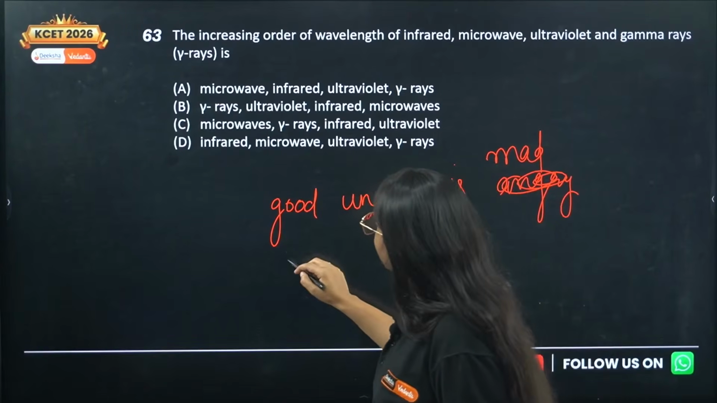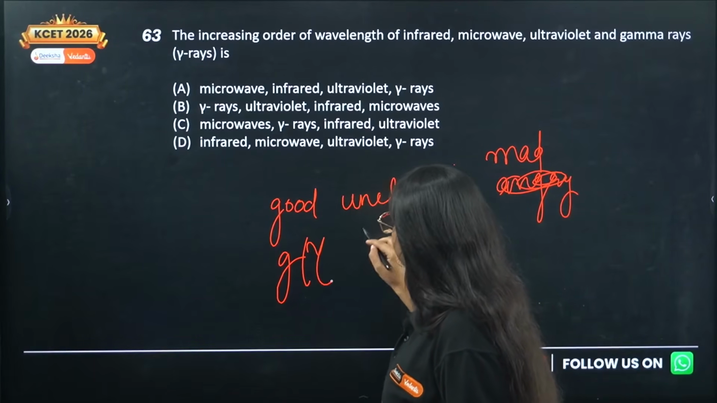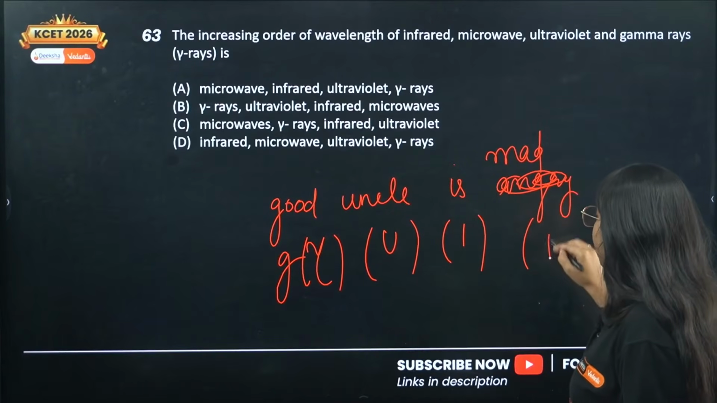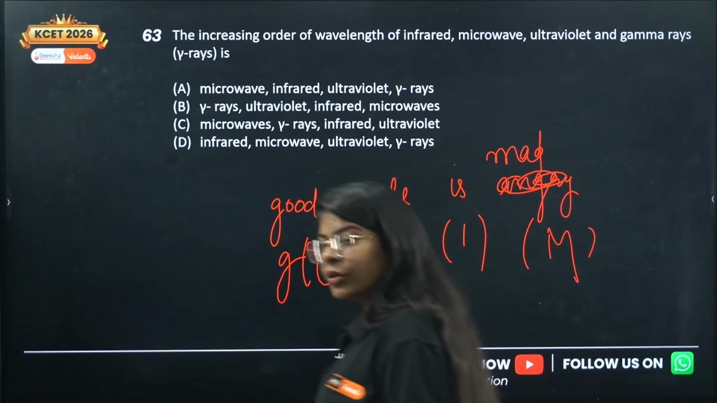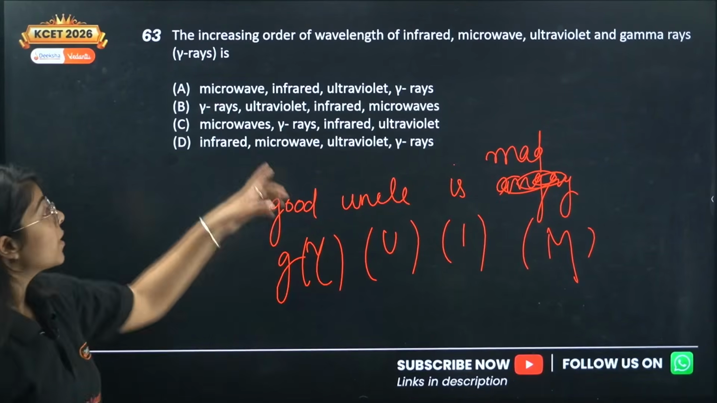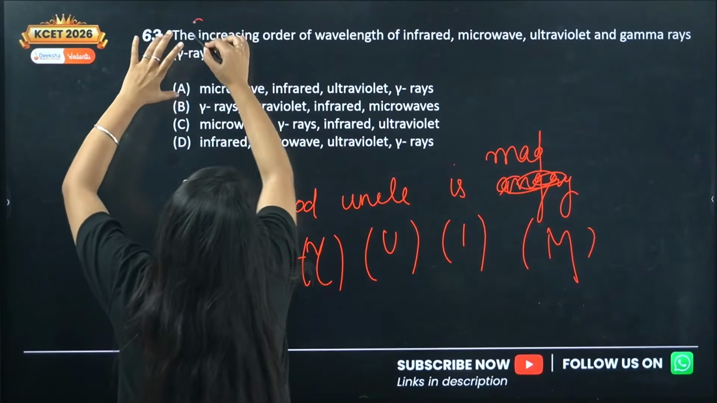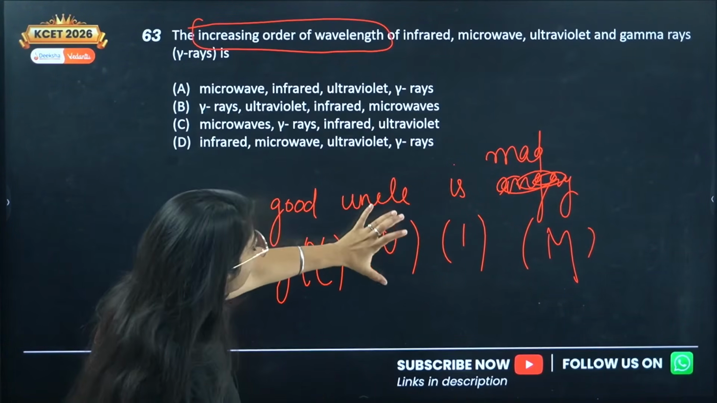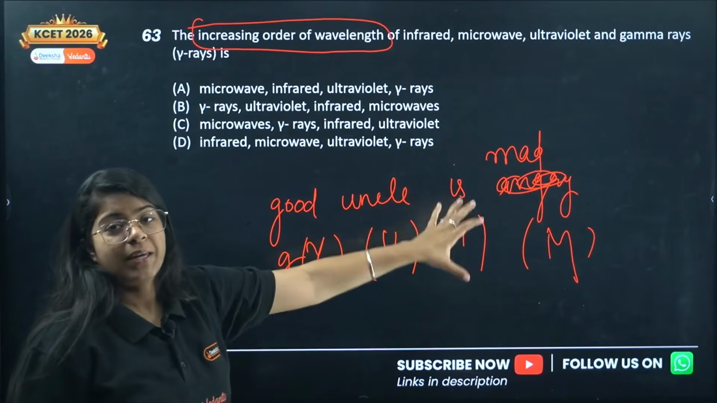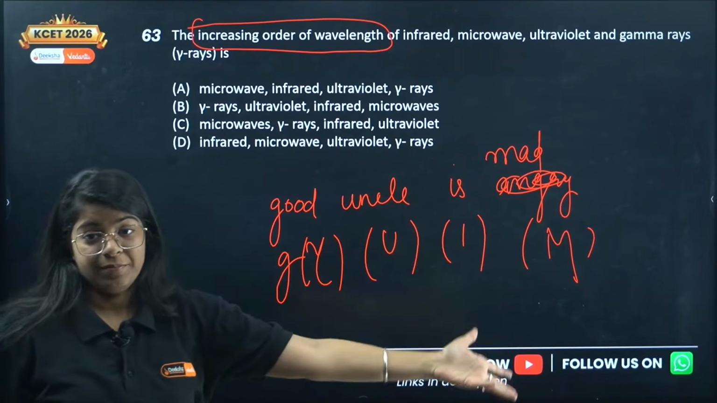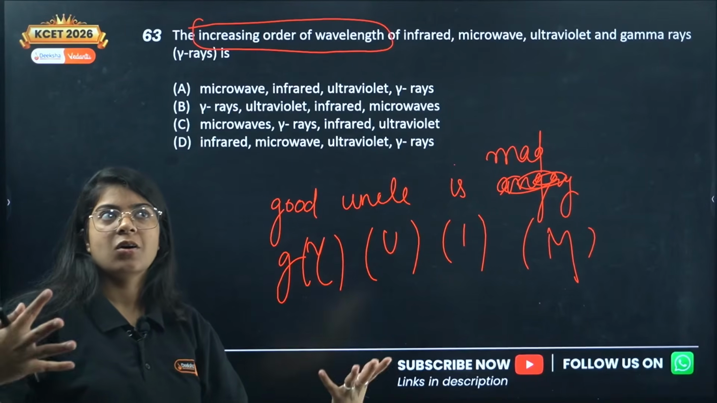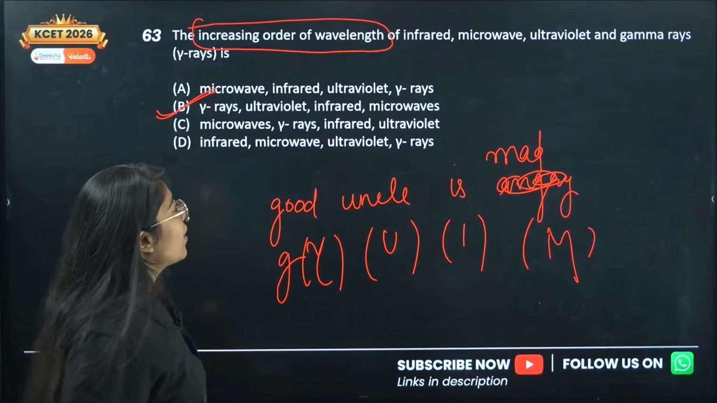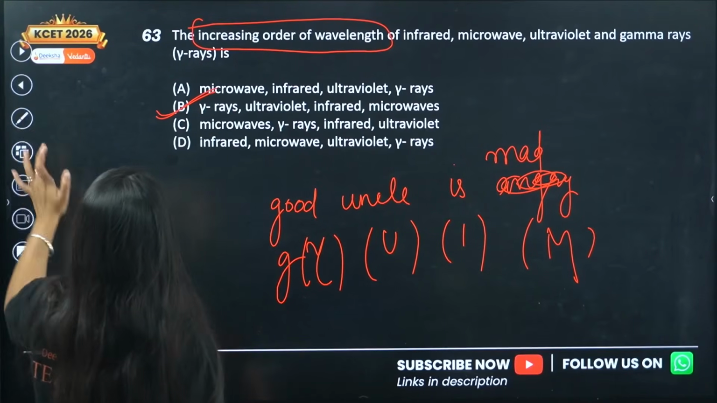So you can remember, this is gamma rays, and this is ultraviolet rays, infrared rays, and then microwaves. That's how you can remember this. But remember this for increasing order of wavelength. So gamma, then ultra, then infrared, then microwaves. Good uncle is mad. Okay, increasing order of their madness, let's say. So this is gamma rays, ultraviolet rays, infrared rays, microwave rays.